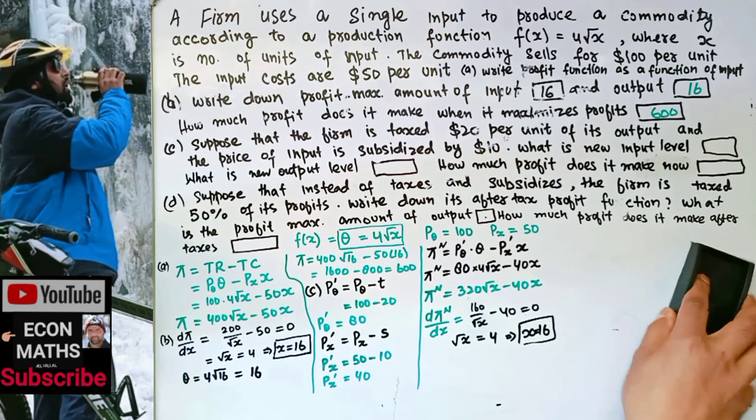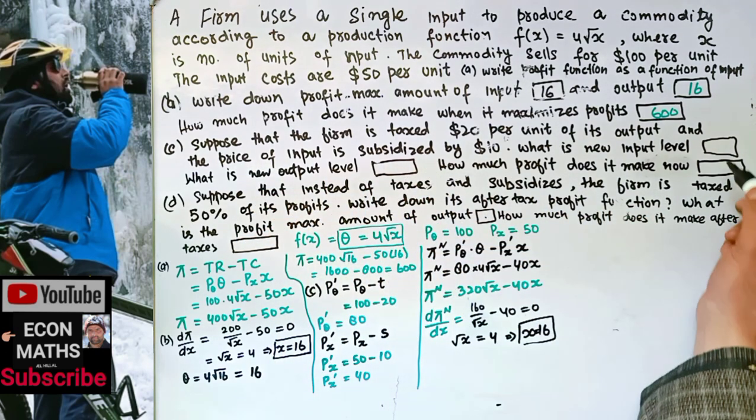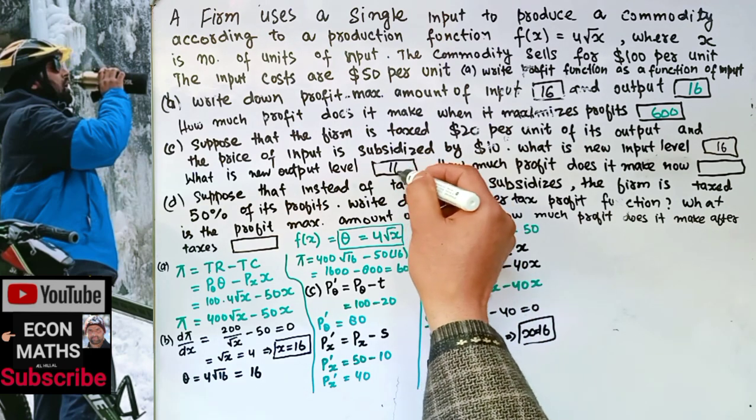So the profit maximizing input will be 16. And what will be the profit maximizing output? Simply put X equal to 16 in the production function. So 4 under root 16 again comes out to be 16.